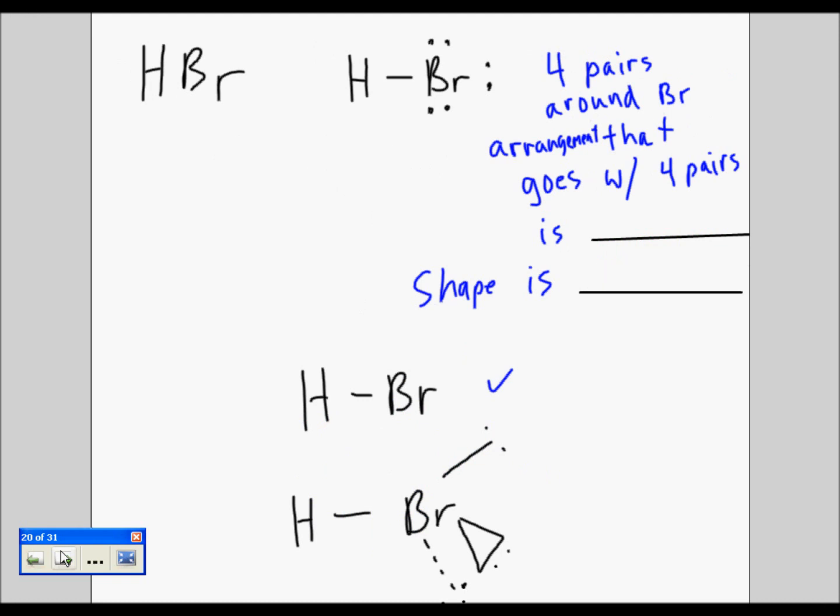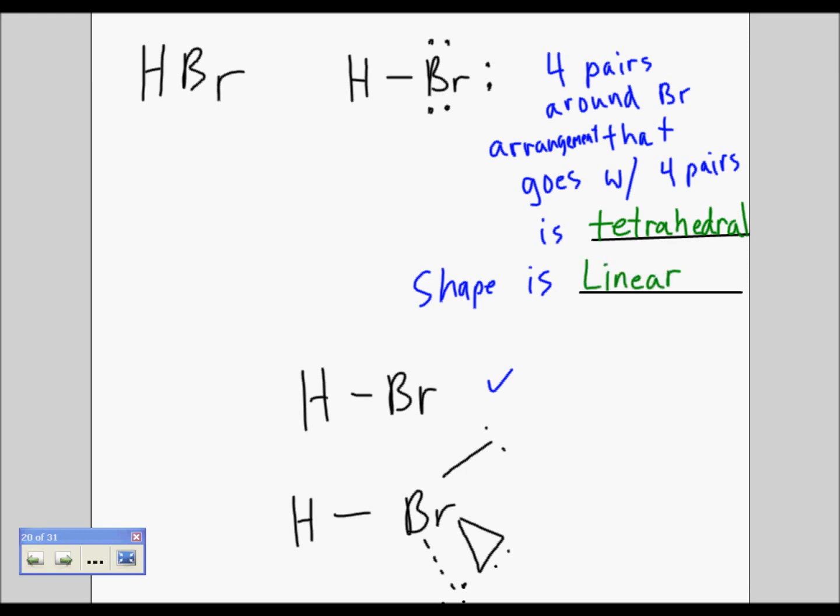HBr, if you look at Br, there are 4 pairs around Br, but 3 of those are lone pairs. So if you have 4 pairs, the electron arrangement is what? Right, it's tetrahedral. But you only have 2 atoms, so the shape can only be linear.